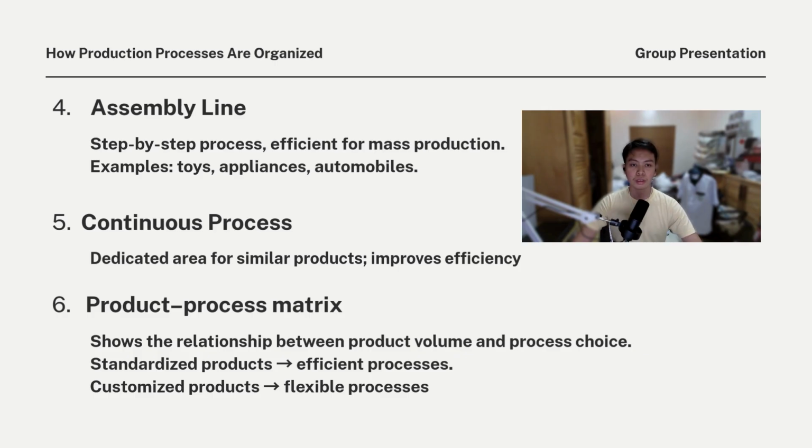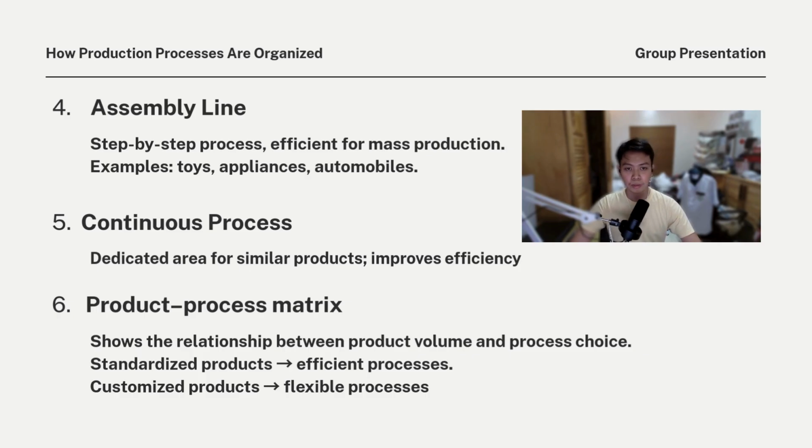Continuous process. This is similar to an assembly line but designed for high volume, non-stop production. It runs 24 hours a day and is highly automated. Industries such as petroleum, chemicals, and pharmaceuticals often use this method because it is efficient for large-scale, standardized outputs.